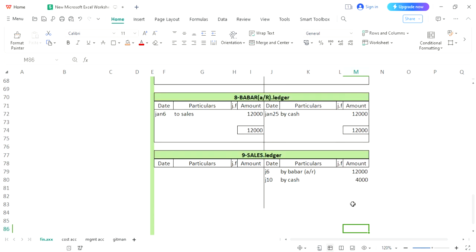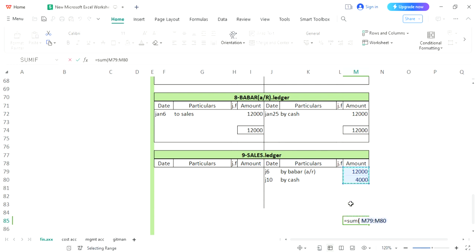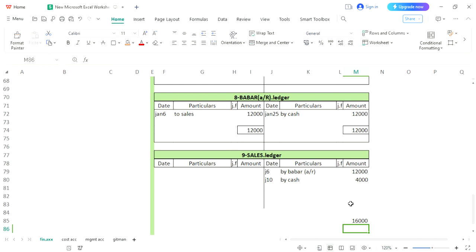Now we are open to calculate its balance. First step is to calculate the sum of both sides. Sum of credit side we can have, we will select these two amounts. Sum of credit side is 16,000. Sum of debit side is nothing, so its total is 0. We have calculated sum of both sides. It's time to make the comparison of both totals. Credit side 16,000, debit side 0.